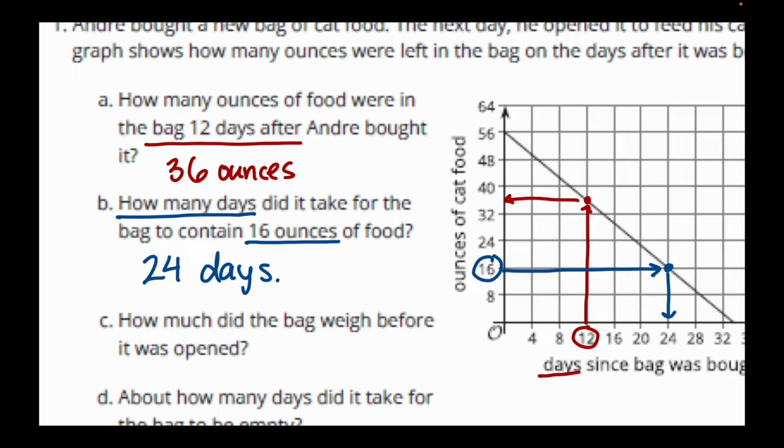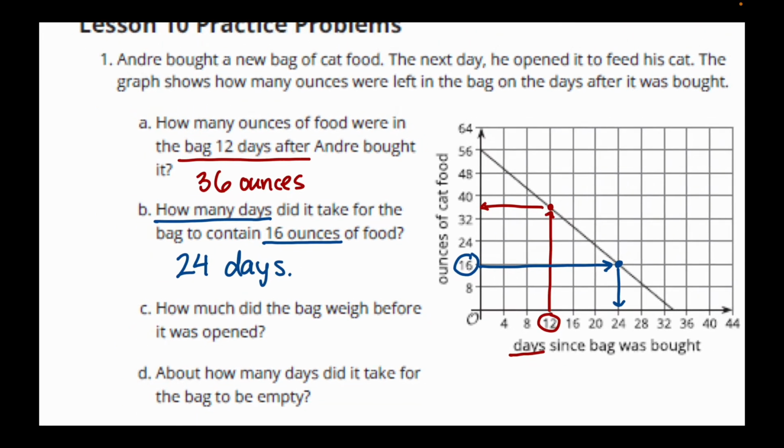Question C asks, how much did the bag weigh before it was opened? So before it was opened is going to mean basically our initial value. So before it was opened, for us, that's going to mean day 0. So I'm going to write here day 0. And that looks like it is our y-intercept, which is 56. So we're going to say 56 ounces.